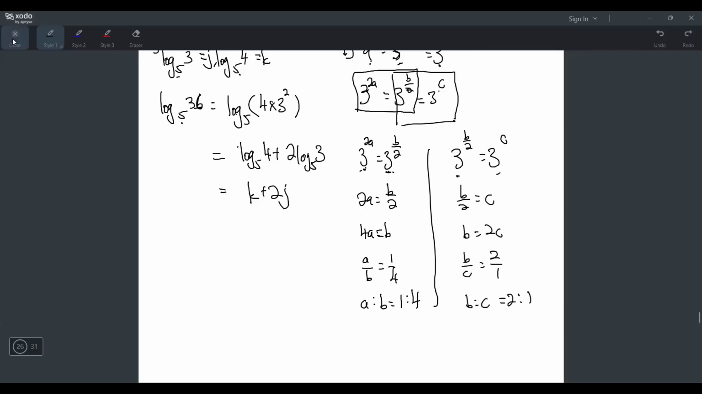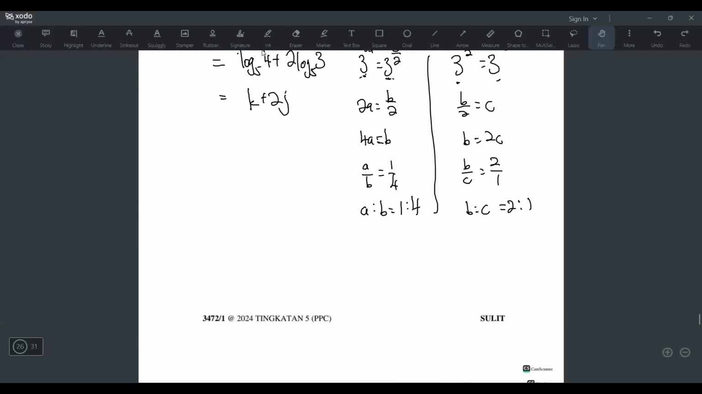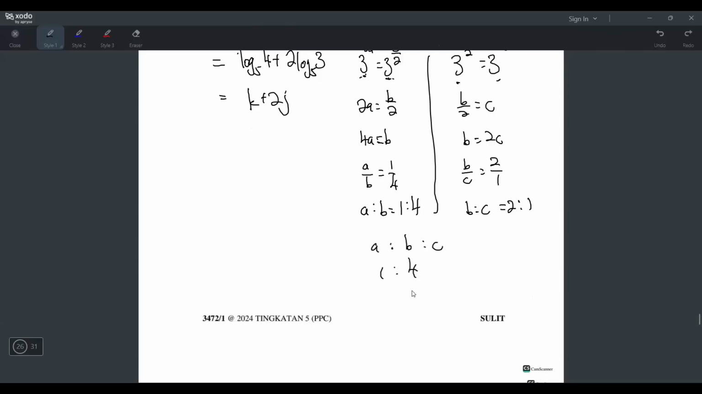But this is not the answer yet. They want A ratio B ratio C, so I will write here A ratio B ratio C. A ratio B is 1 ratio 4, and B ratio C is 2 ratio 1. But you cannot just say plus 4 plus 2 becomes 6 like that. No, cannot. If you want to merge these two together and make it into one, you have to make sure the number here and the number here are the same. If it's the same, then you can press this down.